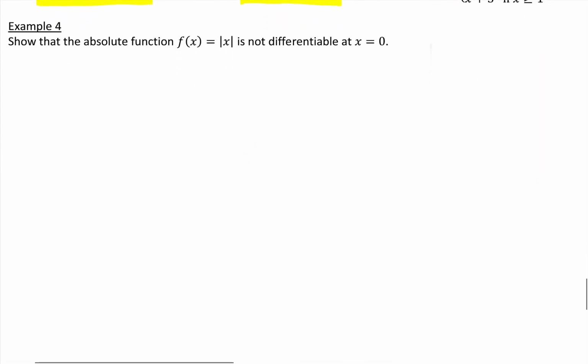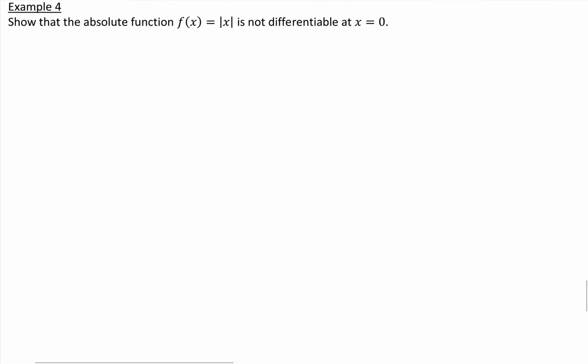So let's take a look at an example and explain why the absolute value function is not differentiable at x equals 0. So first of all, let's look at it graphically. So here is our absolute value function, and you can see at x equals 0, we have a corner.